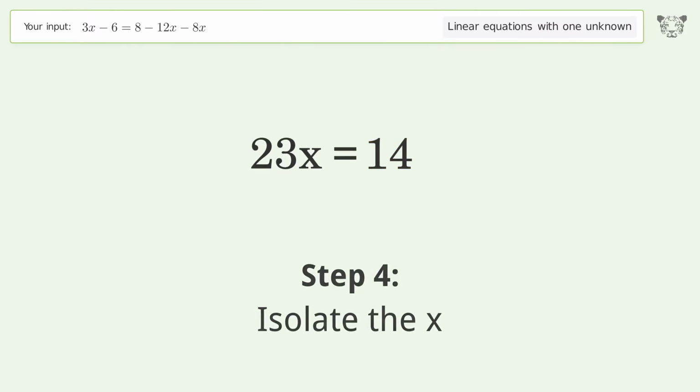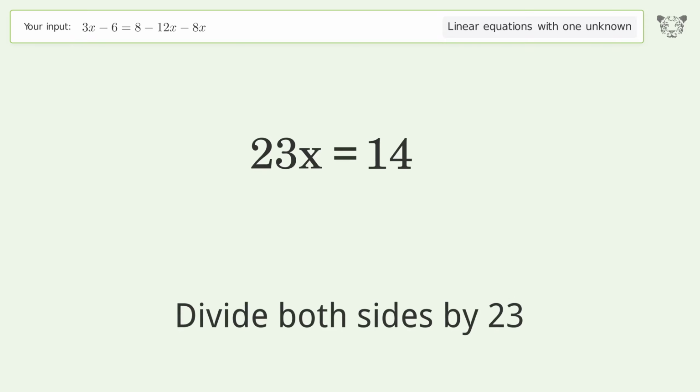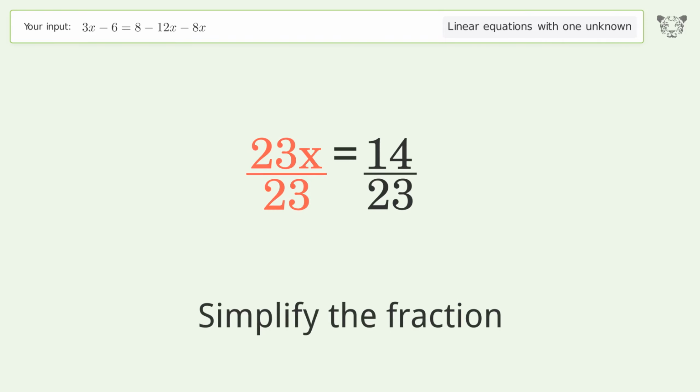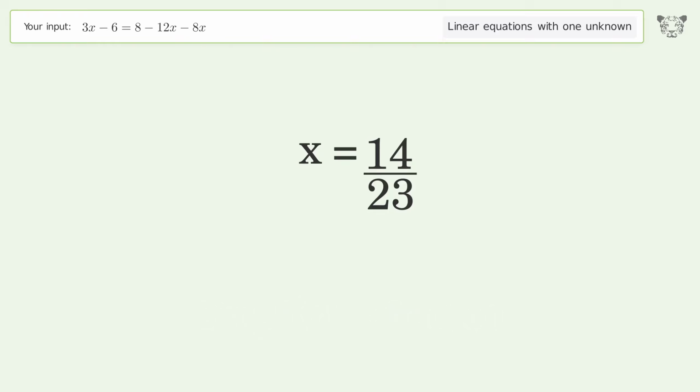Isolate the x. Divide both sides by 23. Simplify the fraction. And so the final result is x equals 14/23.